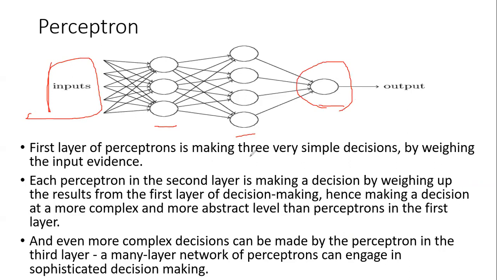So first layer perceptron is making three very simple decisions by weighing the input evidence. Each perceptron in the second layer is making, this is the input layer probably. I'm not really sure.